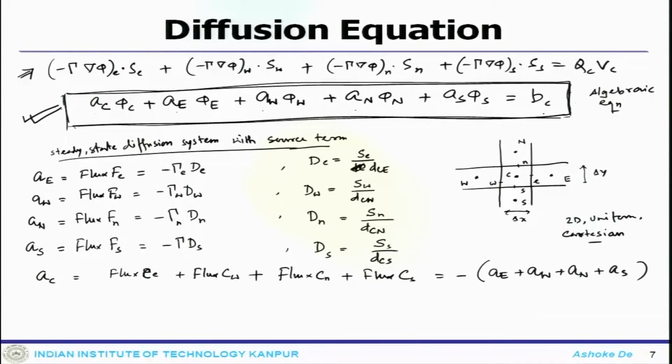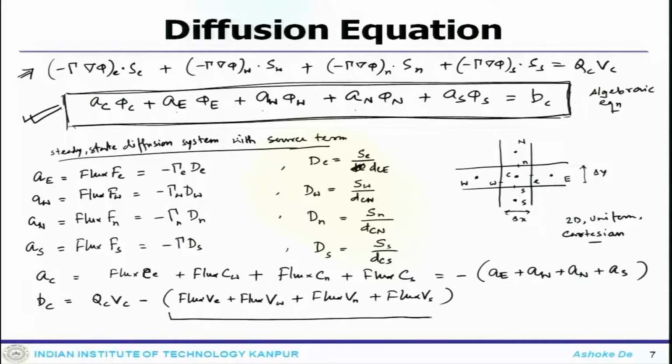So, in this particular equation you have all coefficients A_C, A_E, A_W, A_N, A_S, and the only thing left over is the source term or right hand side vector term B_C. So, B_C is Q_C V_C minus all your flux B_E plus flux B_W plus flux B_N plus flux B_S.